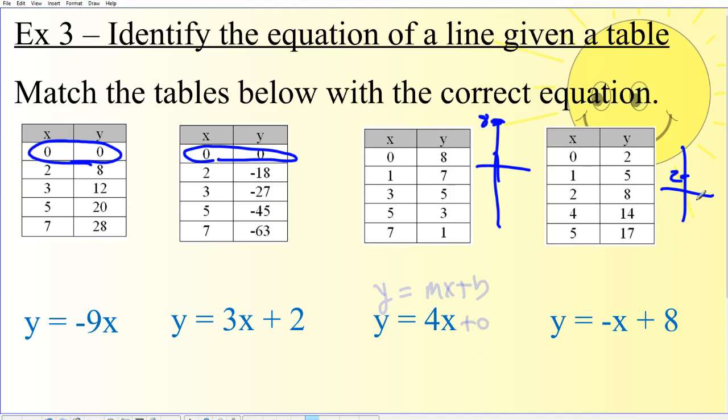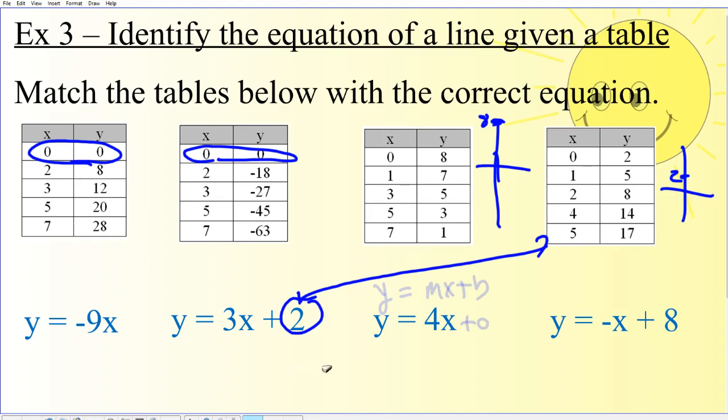Do you see any equations here that cross the y-axis at 2? That have a y-intercept of 2? Him, right? This guy crosses the y-intercept at 2. Has a slope of 3.